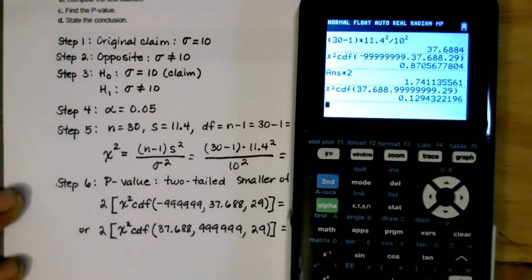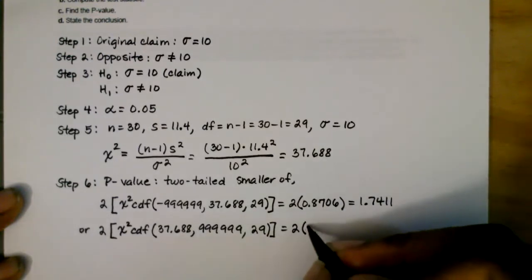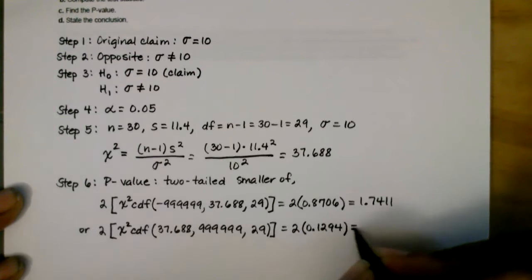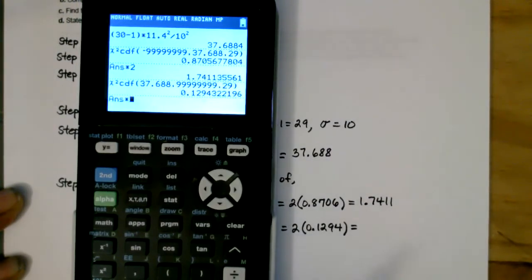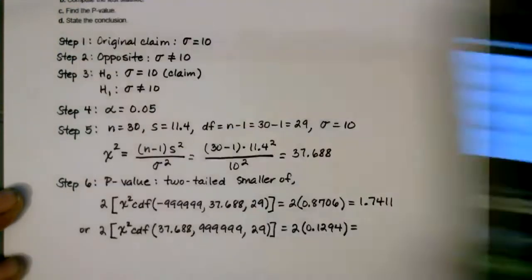This will be 0.1294, but I have to multiply that by 2. So multiply that by 2. So this will be 0.2588.